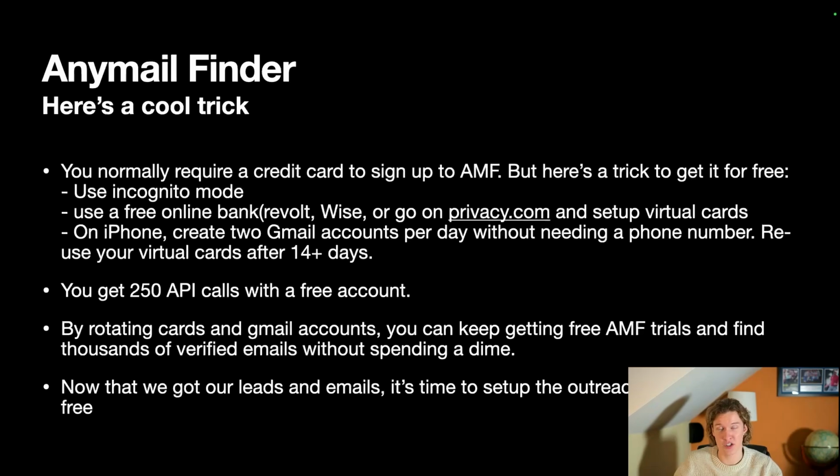Use a free bank, so you can use Revolut or Wise. Or there's even something called privacy.com, which allows you to set up virtual cards. And if you sign up to Gmail accounts on your iPhone, you can create 2 a day without having to verify your phone number. And then after 14 days, just keep reusing those credit cards and keep swapping them out for new ones. And you actually get 250 free API calls with a free account. So by rotating your cards and your Gmail accounts, you can keep getting free trials and end up finding thousands of verified emails without having to spend a penny.